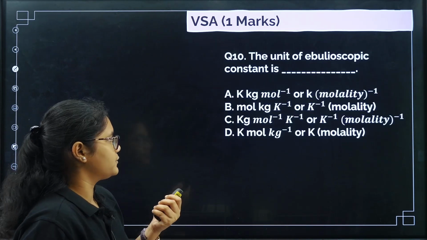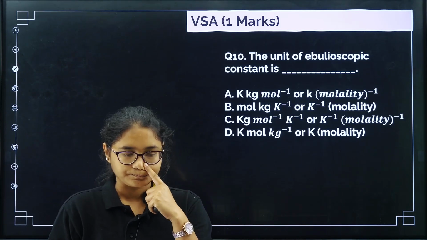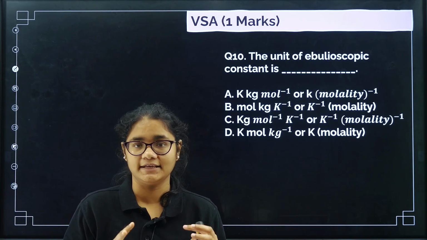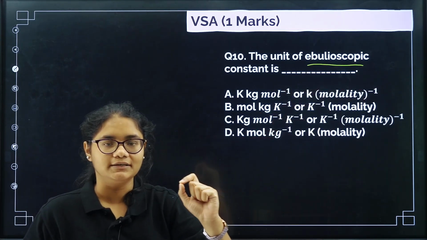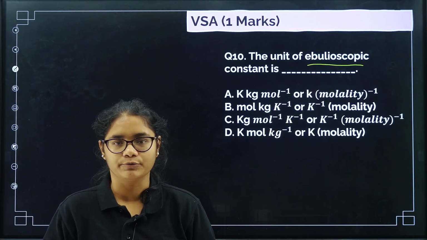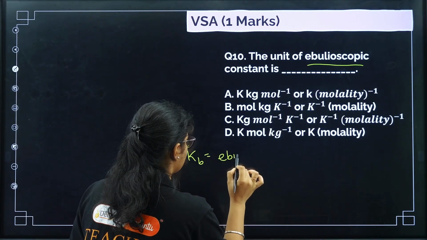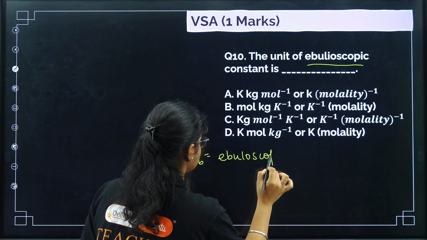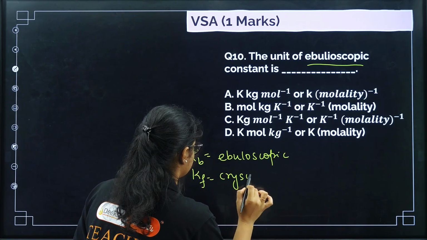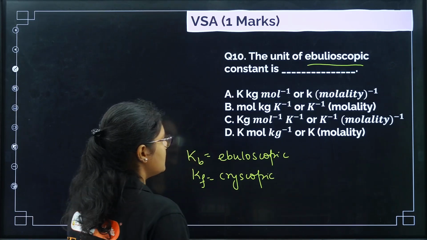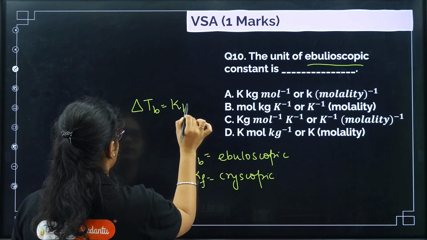Okay. Next question, the unit of ebullioscopic constant. Now this question is very easy, but if you do not know this term, what is an ebullioscopic constant, then this answer becomes very difficult for you. So you should remember here Kb is called the ebullioscopic constant, and Kf is called the cryoscopic constant. Okay, so now if you see, we have delta Tb is equal to Kb into m.